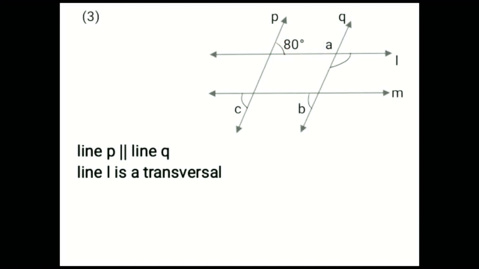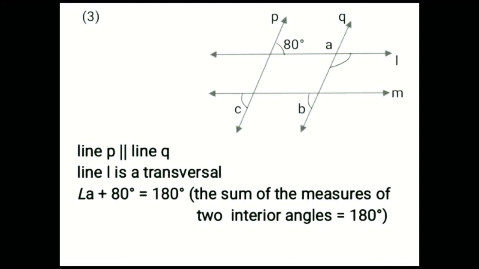You have to take in addition form. Angle A plus 80 degree is equal to 180 degree. The sum of the measures of two interior angles is equal to 180 degree. Now, if the equation is addition, it becomes subtraction. Whichever number is on the left side, that same number you have to take on both sides, left side and right side again. Okay.